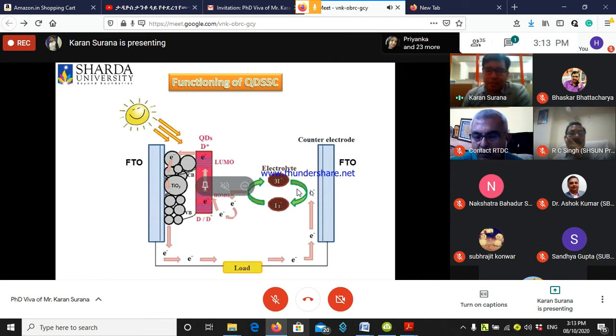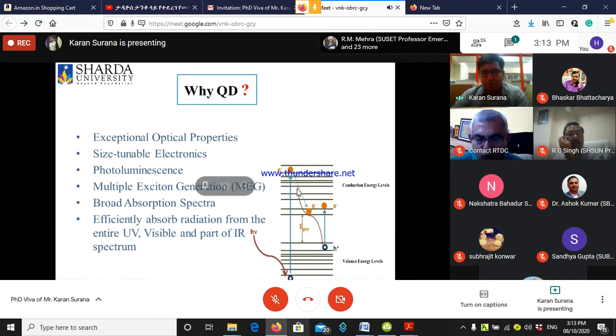Let's take a look at why we have chosen quantum dots. Firstly, they show exceptional optical and electronic properties, which means by tuning their size, we can tune their band gap, and by tuning their band gap, we can obtain different sizes of quantum dots, which can be used in different kinds of applications as required. Next, they show photoluminescence, that is, by absorbing a photon of higher energy, they can show emission at a lower energy.